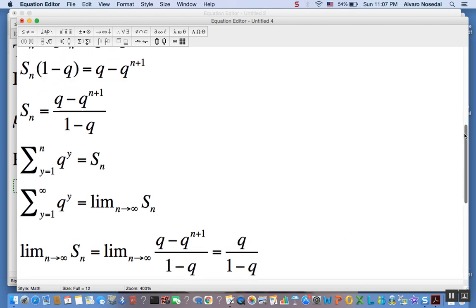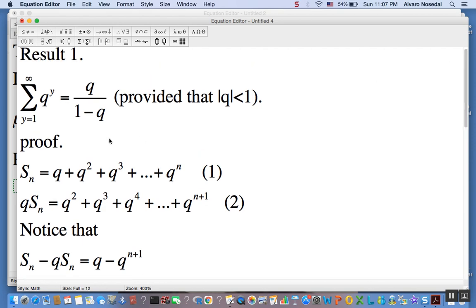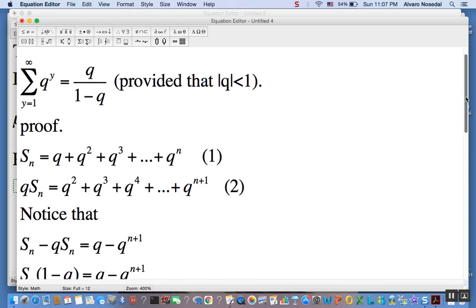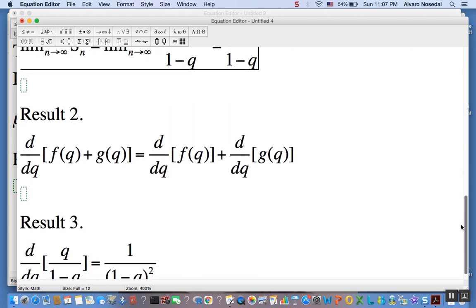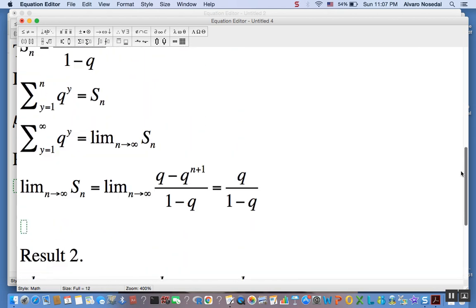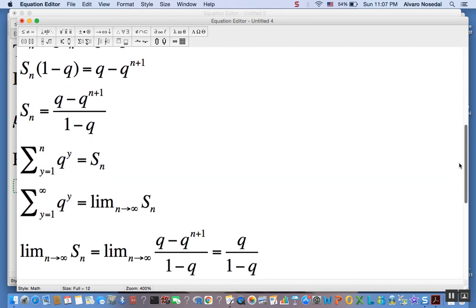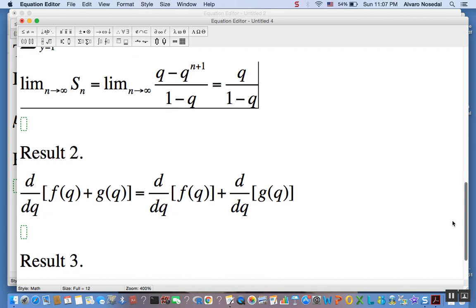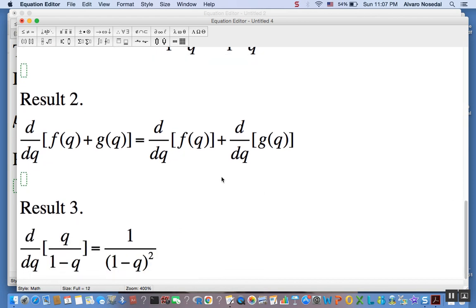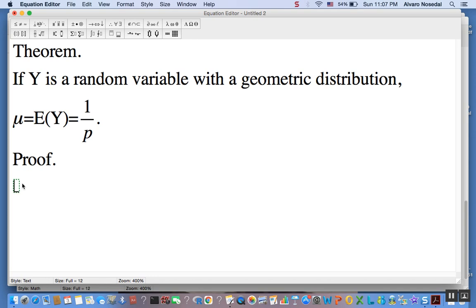And that's what we wanted to show, right? Okay, so bottom line, result 1 is just that the series converges to q divided by 1 minus q. As we mentioned before, the other two results should be easy to show using standard knowledge from calculus. Okay, let's go back to the main proof.